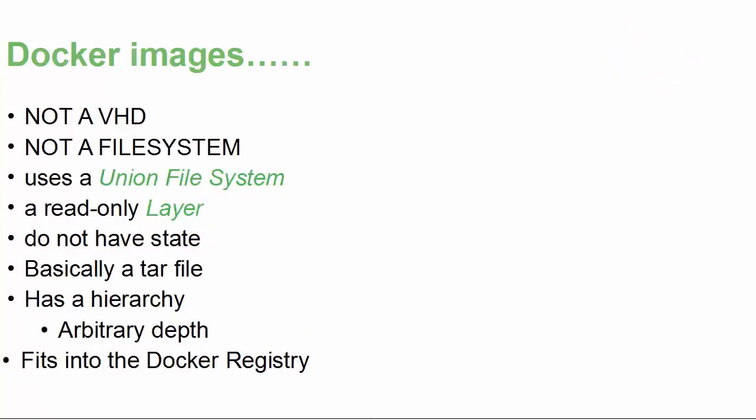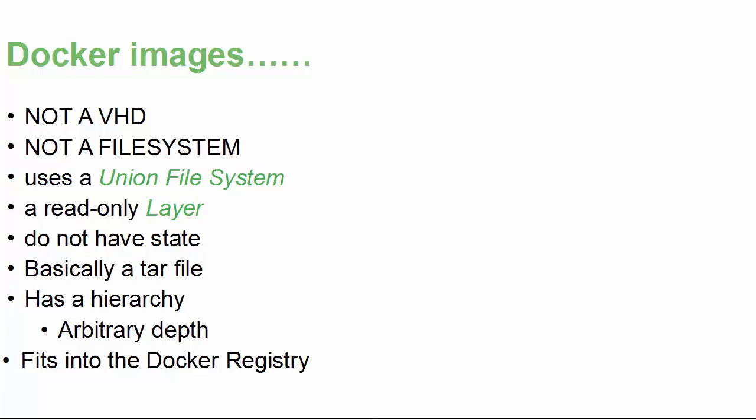Now let's talk about Docker container images. A Docker container image is a lightweight, standalone, executable package of software that includes everything needed to run the application. That is, the code, your runtime, your system tools, the system libraries, and the settings. So container images become containers at runtime, and in the case of Docker containers, images become containers when they run on the Docker engine.